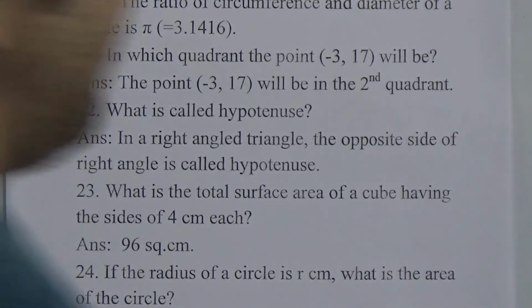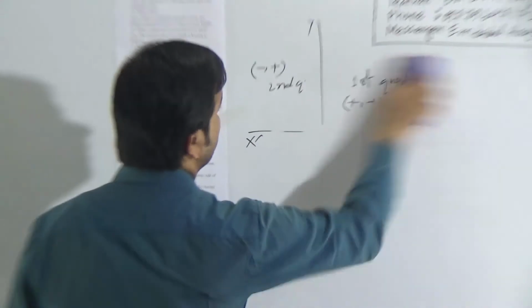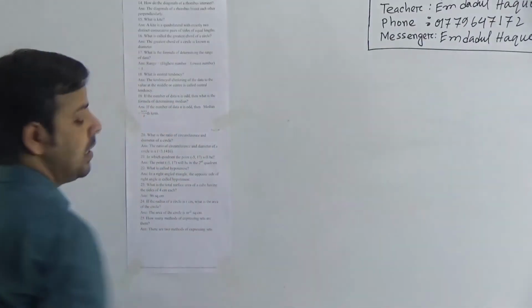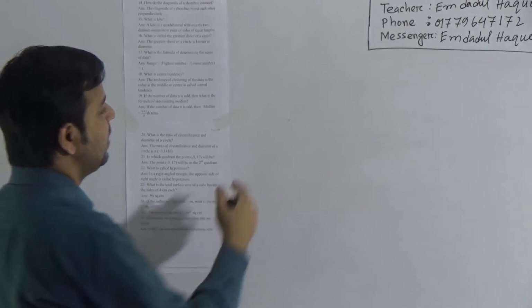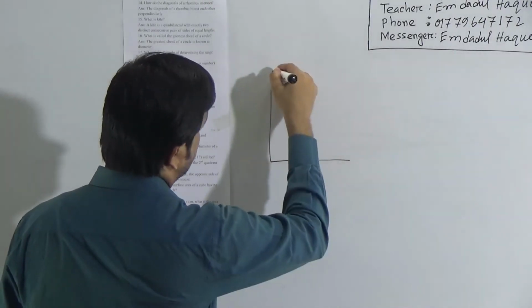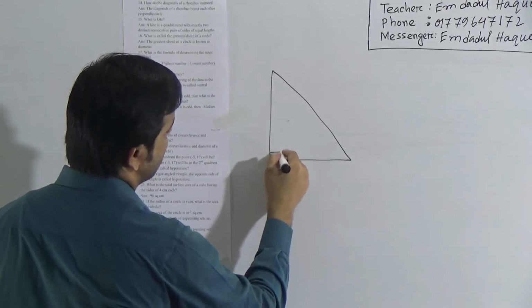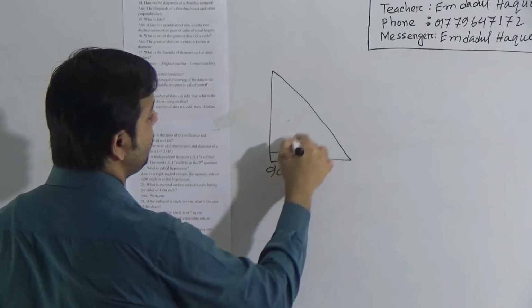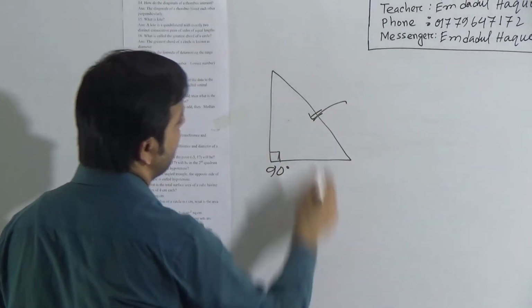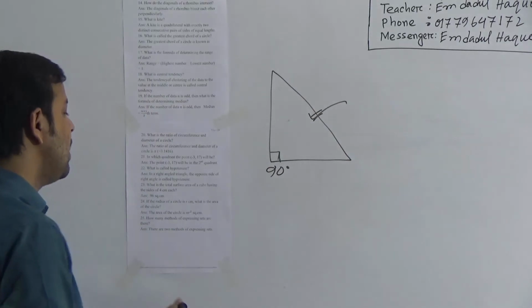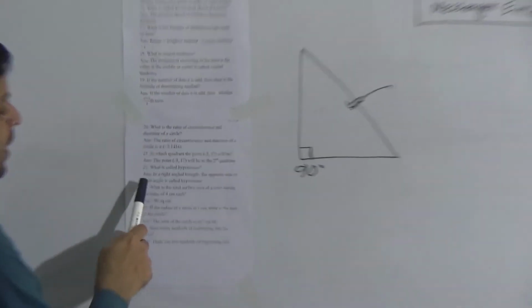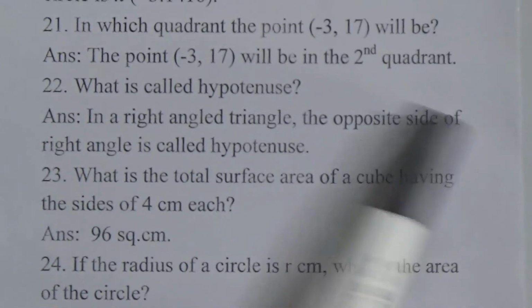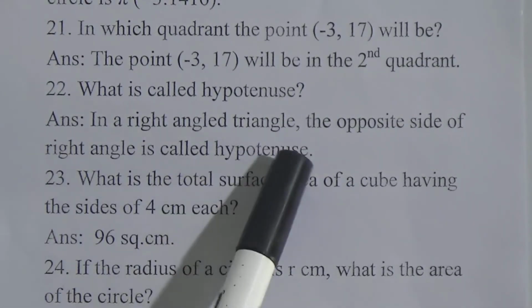What is called hypotenuse? Dear students, you know the right angle triangle. The side of a triangle opposite to the right angle is known as the hypotenuse. This is a right angle triangle. This is the right angle of the triangle, which means 90 degrees. The opposite side of this right angle is this one, so this is the hypotenuse. So we can write here, in a right angle triangle, the opposite side of the right angle is called the hypotenuse.